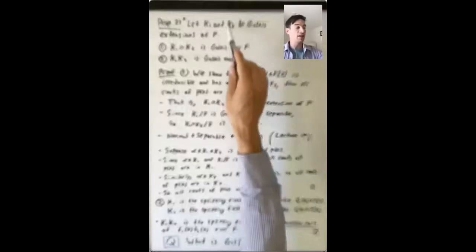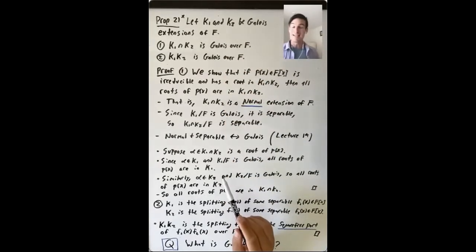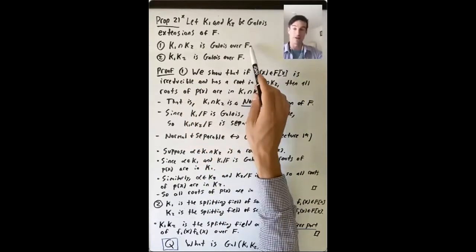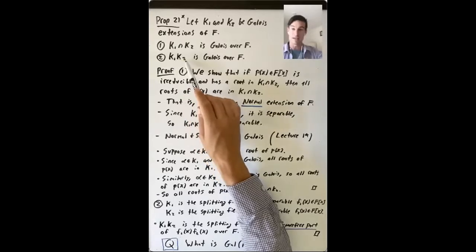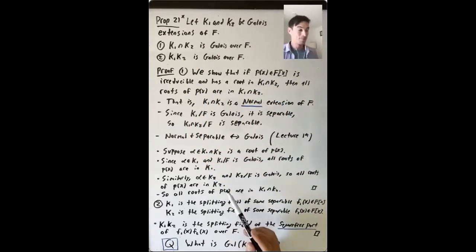So let's say that K1 and K2 are Galois extensions of a field F. We're going to prove that intersections and composites of Galois extensions are Galois extensions. That is, K1 intersect K2 is Galois over F, and the composite of K1 and K2 is Galois over F. All right, let's do it.